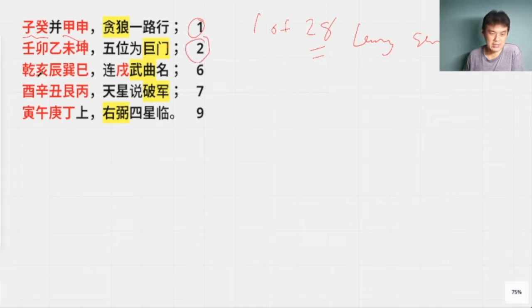For the other groups, you use the corresponding stars, such as star six for 戌, 破军 star seven for 酉辛 丑, and for 寅午庚丁 you use 左辅, which is star nine. These are how you're going to replace it.